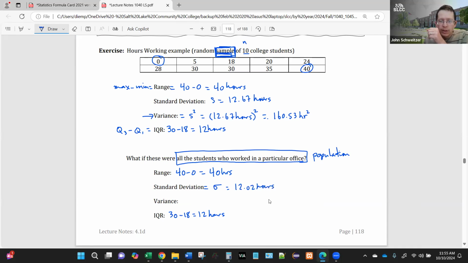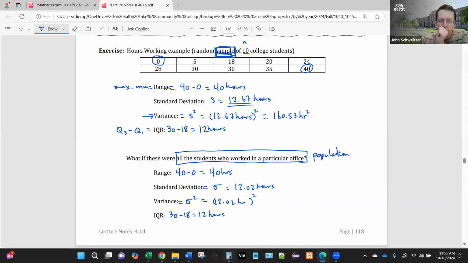And again, the interpretation is nice. It's still in hours. So it's not drastically different than the sample standard deviation, but it is different. Just be aware of what kind of data you're working with. The variance is still the square of the standard deviation. Since we're working with the population standard deviation, the variance will be the population variance, and so we'll still take the square of sigma.